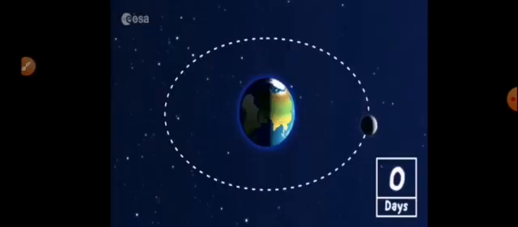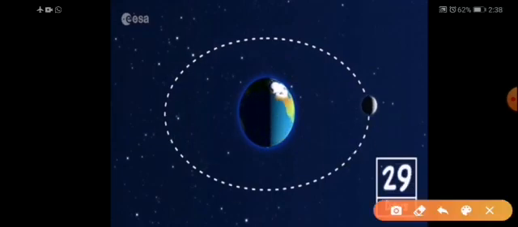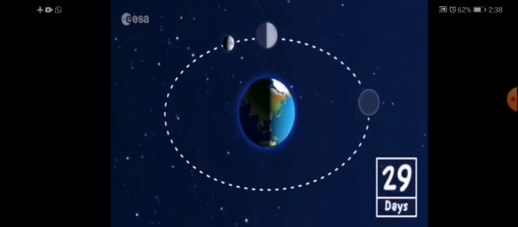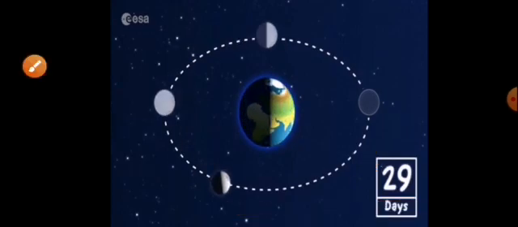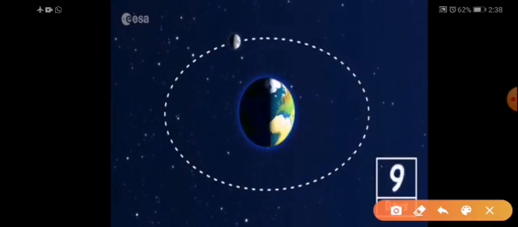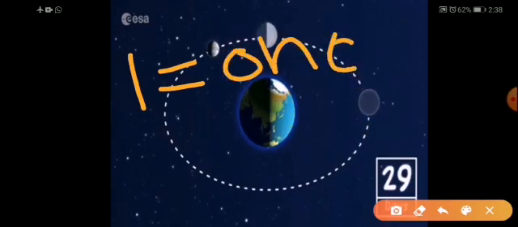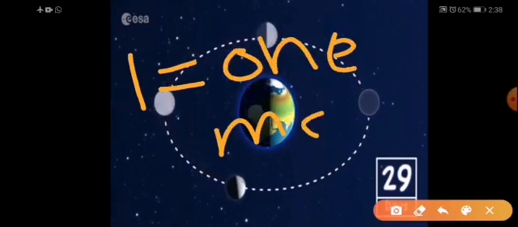And we must also know that the moon has a cycle. To make just one cycle around the earth like that, it takes about 1 month. So the moon takes 1 month to make one cycle around the earth. One cycle equals 1 month.